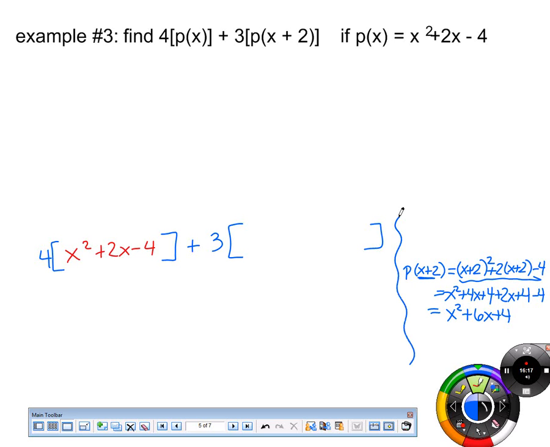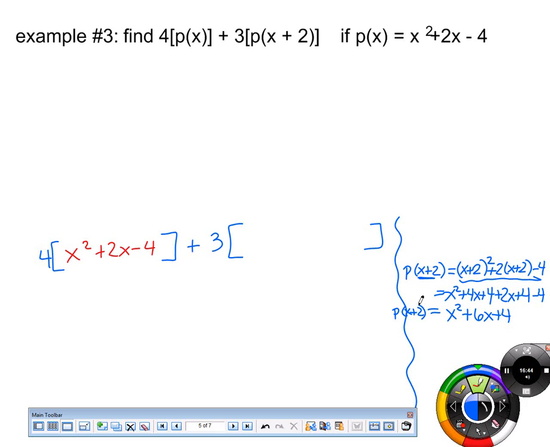So this is like my little side note. I didn't know what p of x plus 2 was. It was hard for me to understand, mumbled with all this other stuff, so I took it off to the side. I went through the process we went through last time of plugging it in and simplifying it. So this is p of x plus 2. So anywhere I see p of x plus 2, I can now replace it with x squared plus 6x plus 4. Is that all right?